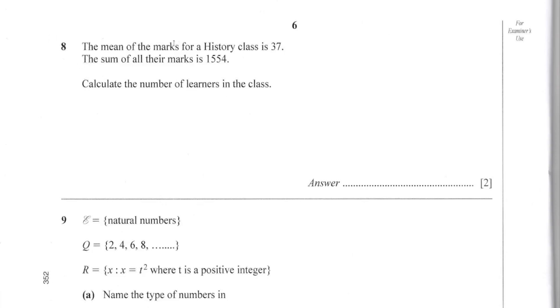The mean of the marks for a history class is 37. The sum of all their marks is 1554. Calculate the number of learners. Now, what we need to understand here is, what is mean?